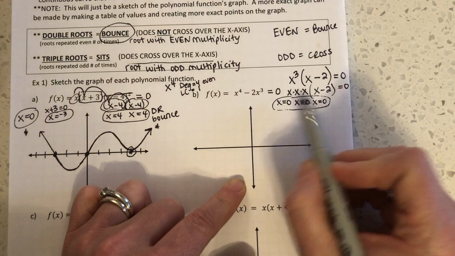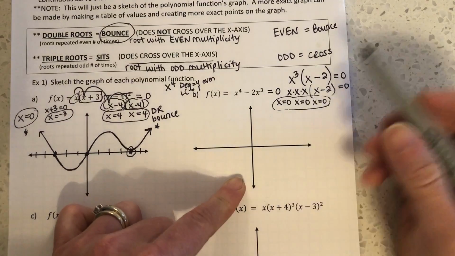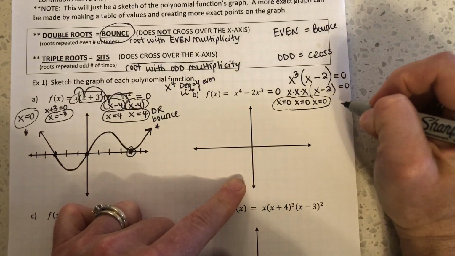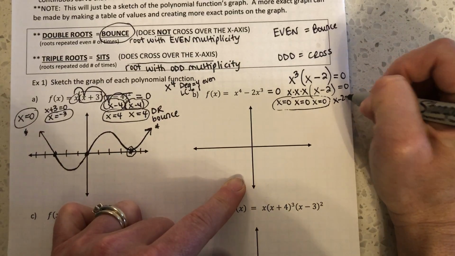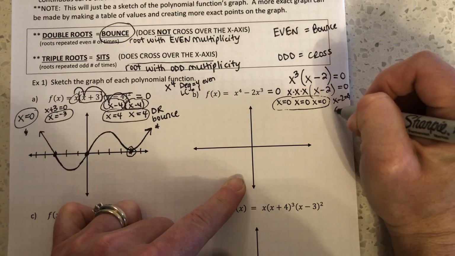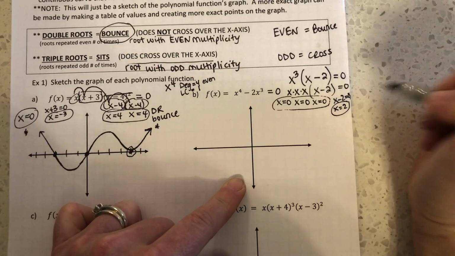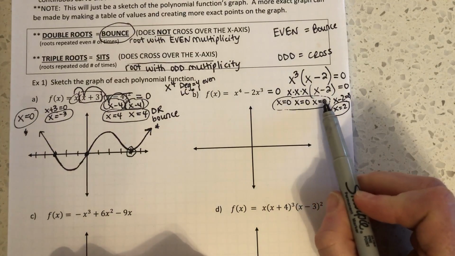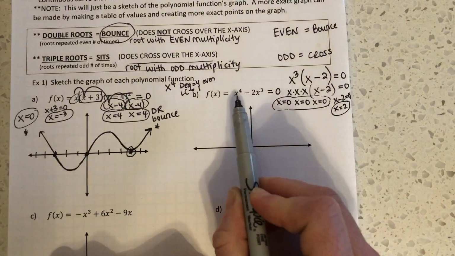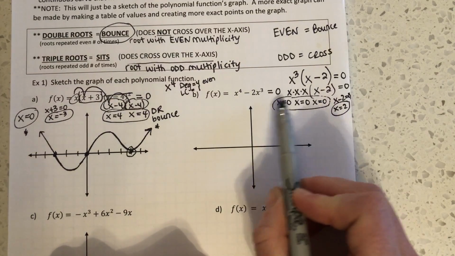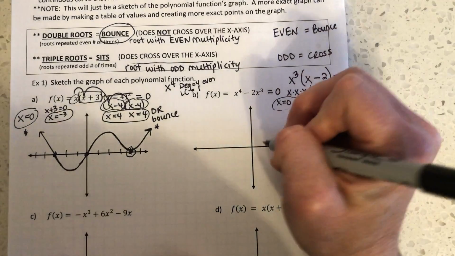Okay, so that means the graph could do something a little bit different at him. All right, and then we set x minus 2 equal to 0, and we get x equals 2. So those are my 1, 2, 3, 4 x-intercepts to my degree 4 polynomial. It's just the same one 3 times. All right, so let's mark them on our graph.